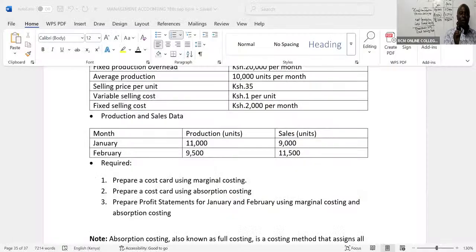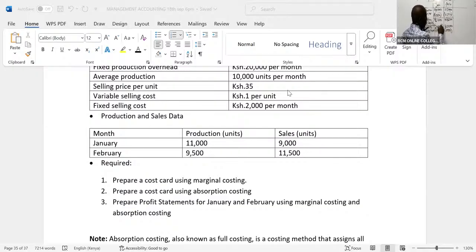Remember, the fixed production overheads will either be actual or expected. In this case, we expected fixed production overhead to be 20,000. So for January it will be 20,000. How about February? The same, because that 20,000 is per month. And then we have the fixed selling cost of 2,000 per month as well.